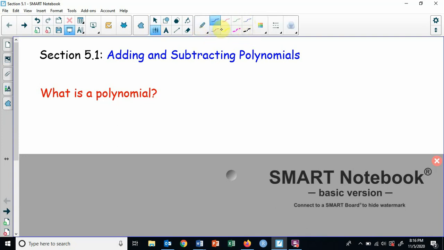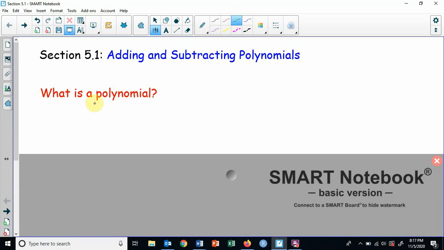And so we're finally diving into chapter 5 here. Chapter 5 is going to be about performing operations on polynomials. So we're starting with adding and subtracting polynomials because they're very similar operations. Well, the first question I hope you have is, what's a polynomial?